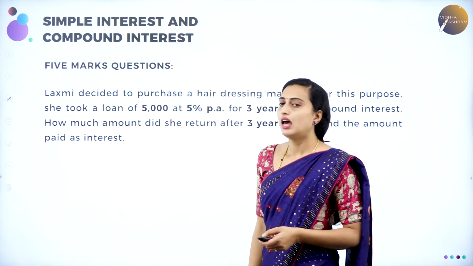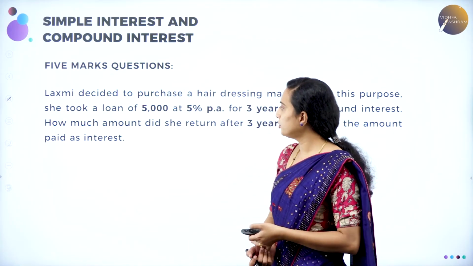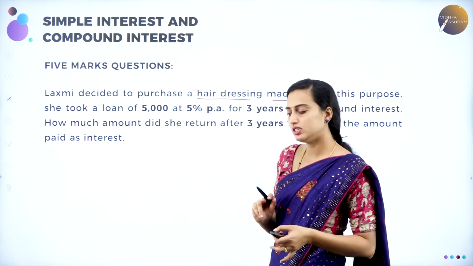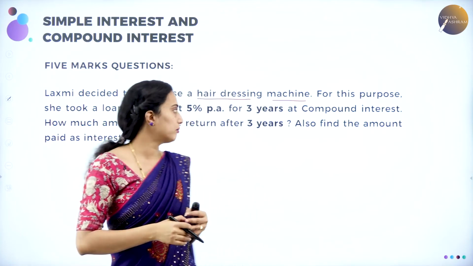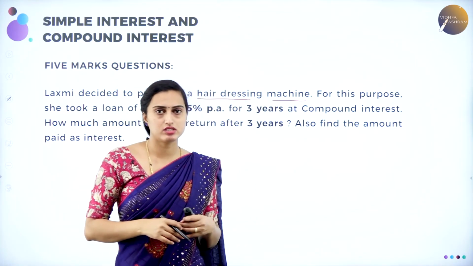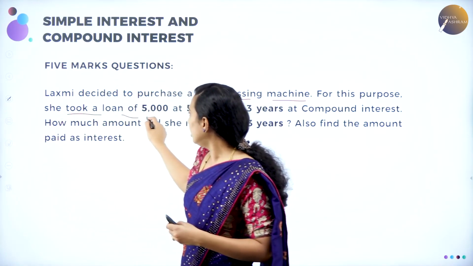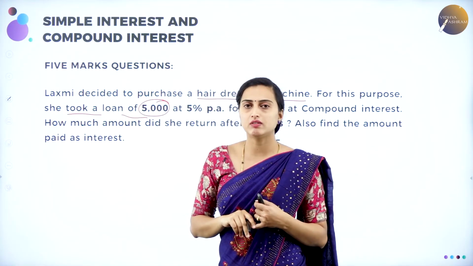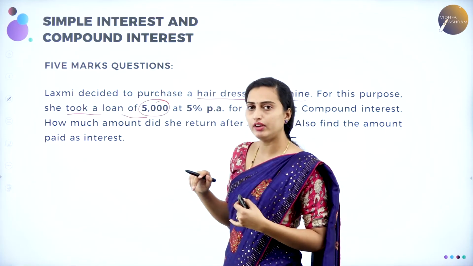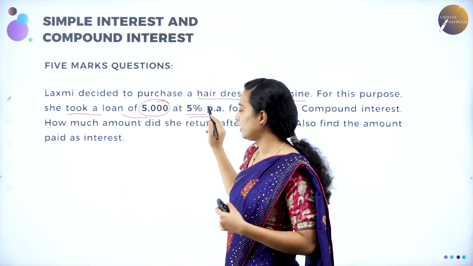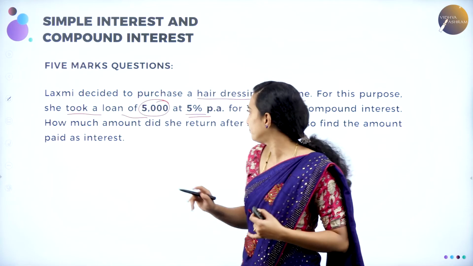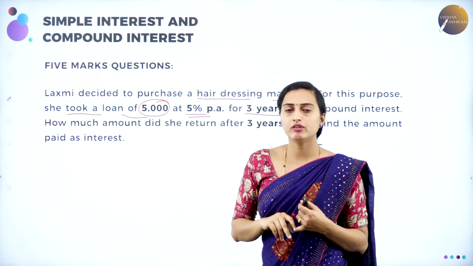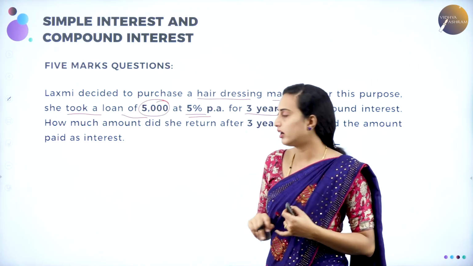What they have asked: Lakshmi decided to purchase a hairdressing machine. For this purpose, she took a loan of 5,000. That means the principal amount will be equal to 5,000, at what rate of interest? At 5% per annum. For the number of years, how many years did she take? She took it for 3 years, right?